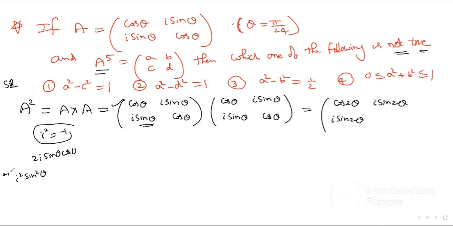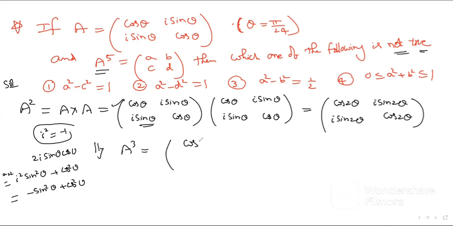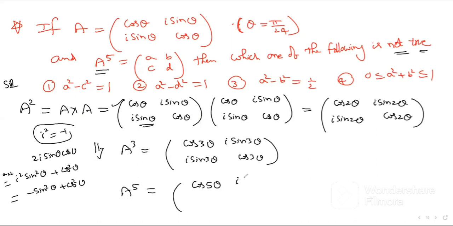The second row, second column: i square sin square theta plus cos square theta, with i square being minus 1, gives cos square theta minus sin square theta, which is cos 2 theta. So A square is [cos 2 theta, i sin 2 theta; i sin 2 theta, cos 2 theta]. Similarly, A cube is [cos 3 theta, i sin 3 theta; i sin 3 theta, cos 3 theta].